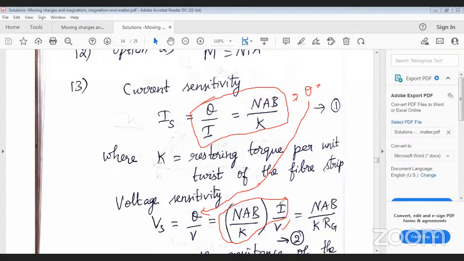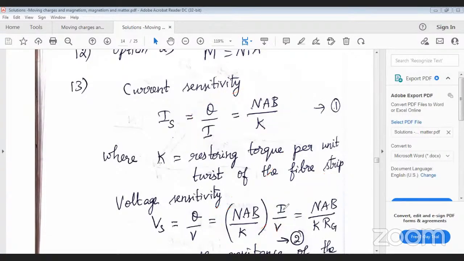Here this I by V is nothing but resistance. Actually, we know very well V equal to IR. So that means I by V equal to 1 by R. Here also you have I by V. That means the resistance is in the denominator.